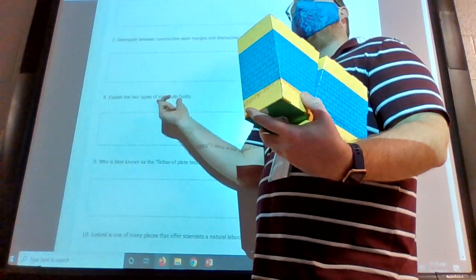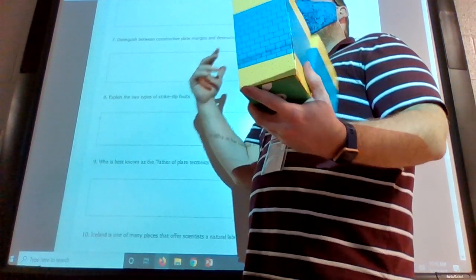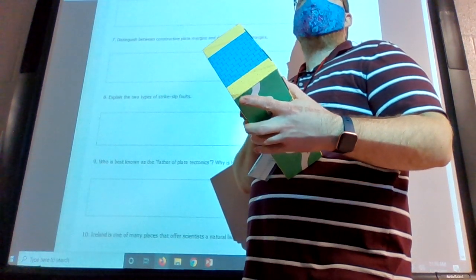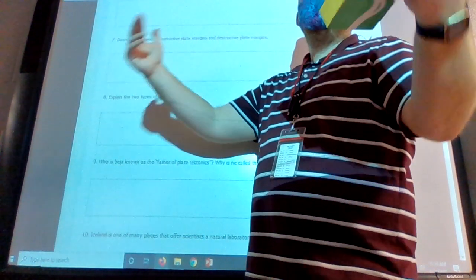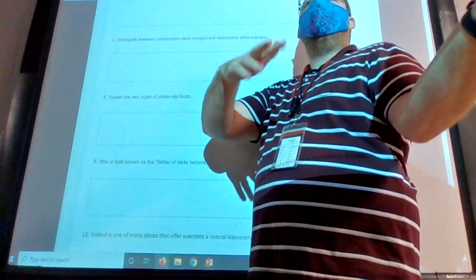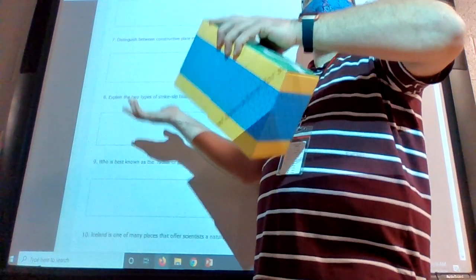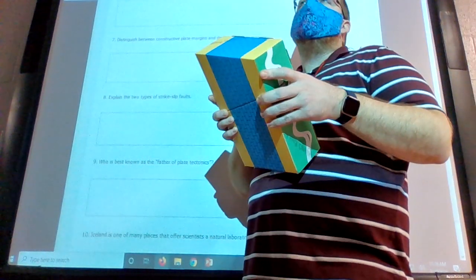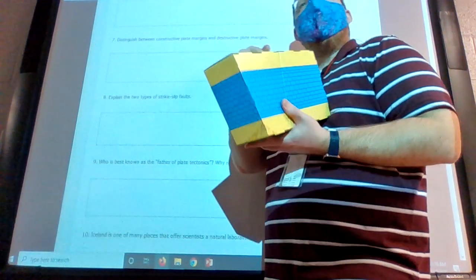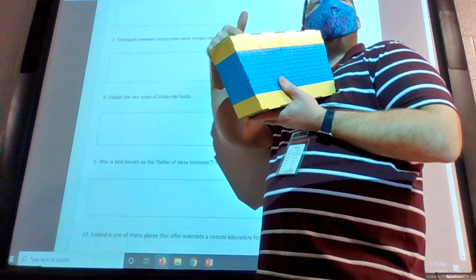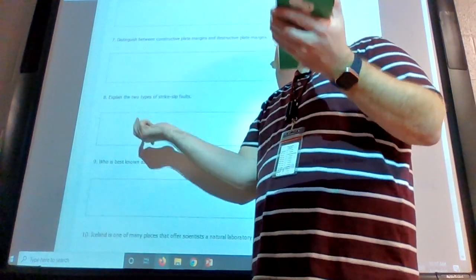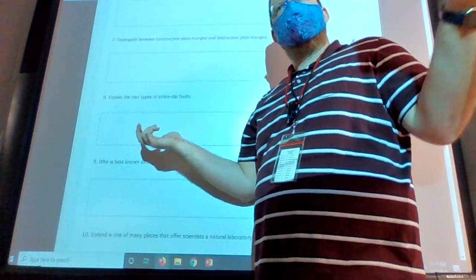So explain the 2 different types of strike slip faults. Well, how do I put that? Well, it's shorter and not as many words. Looking at the fault, does the side opposite of me move to the left or to the right? If it's to the left, that's still a lot to say. That's okay. You can write it. So looking at the fault, does the side opposite of me move to the left? If it does, it's a left lateral. Or does it move to the right? If it does, it's a right lateral.